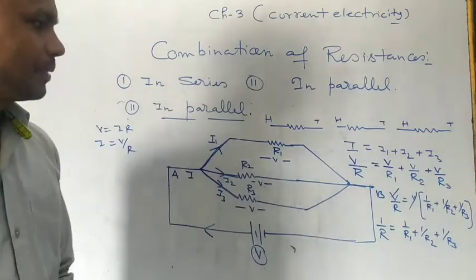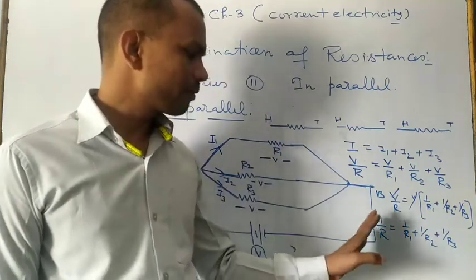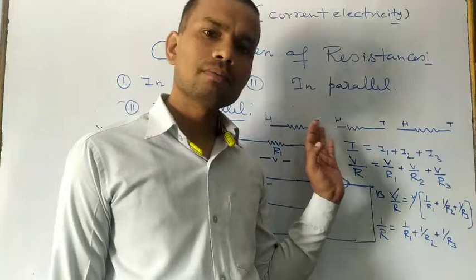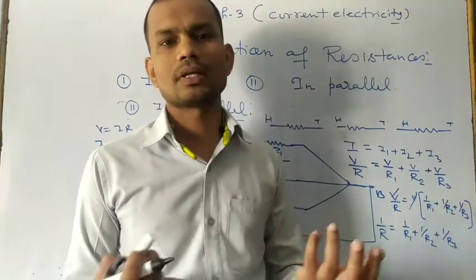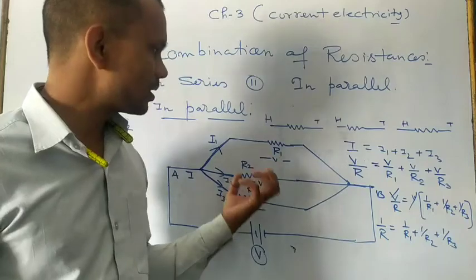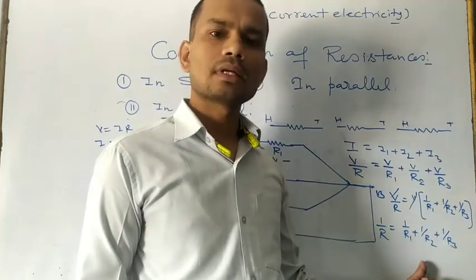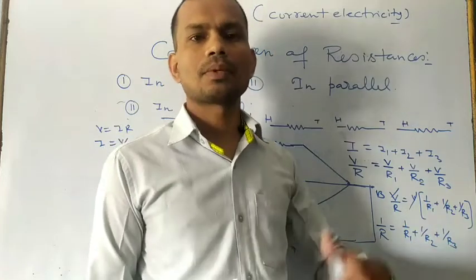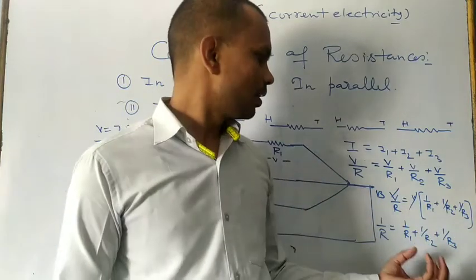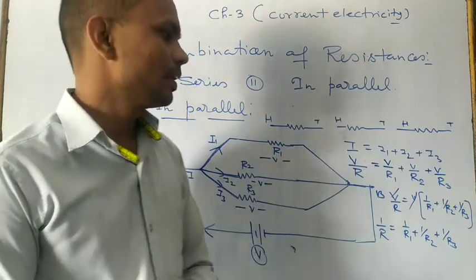So in the case of parallel arrangements, if you want to find the equivalent resistance of the given resistances, you have to find the reciprocal of all the resistances, and then add them. After that you again take the reciprocal, and you will get the equivalent resistance of the given circuit.